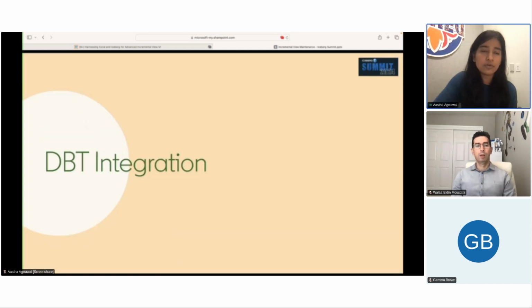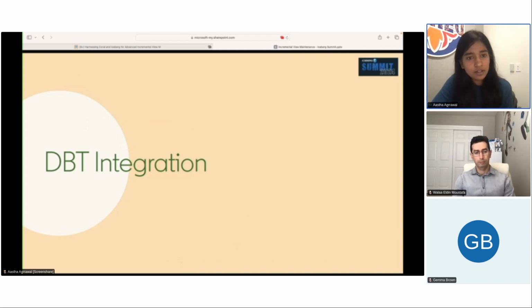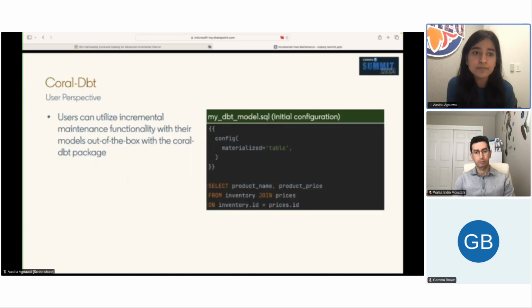So now we have looked at how DBT can interact with Coral using Coral Service to finally generate the incremental SQL version. But there's still a couple of elements missing at this point. So let's look at the remaining interaction.